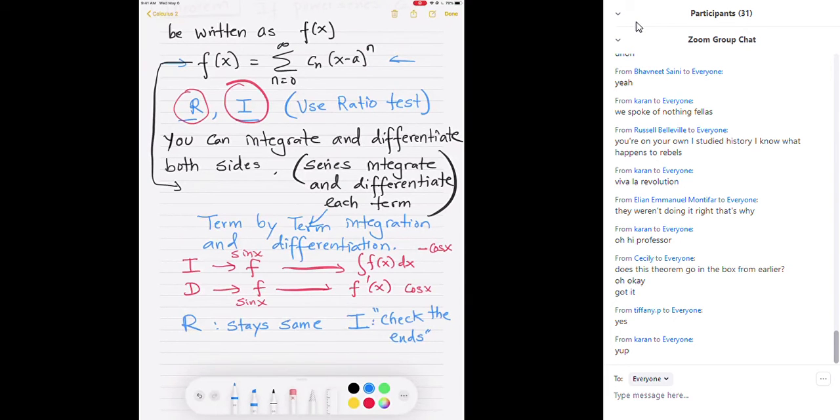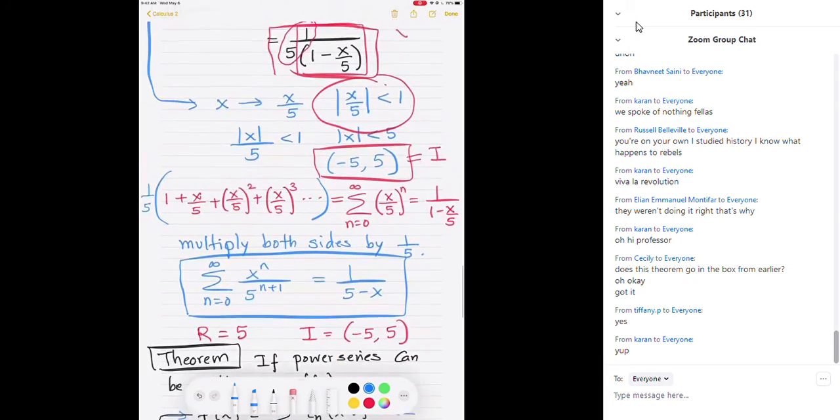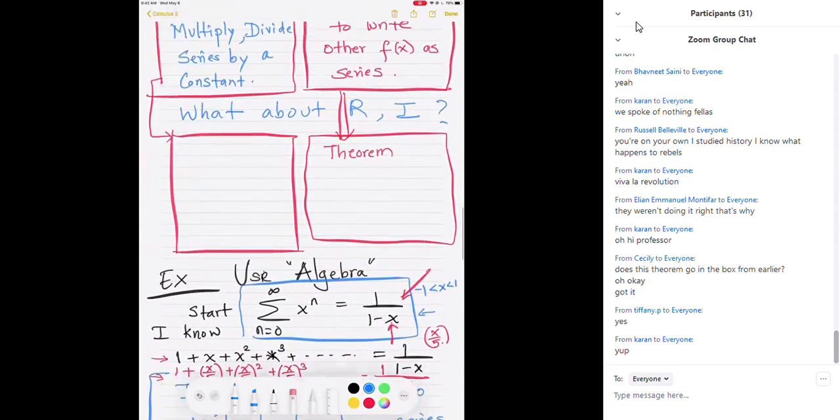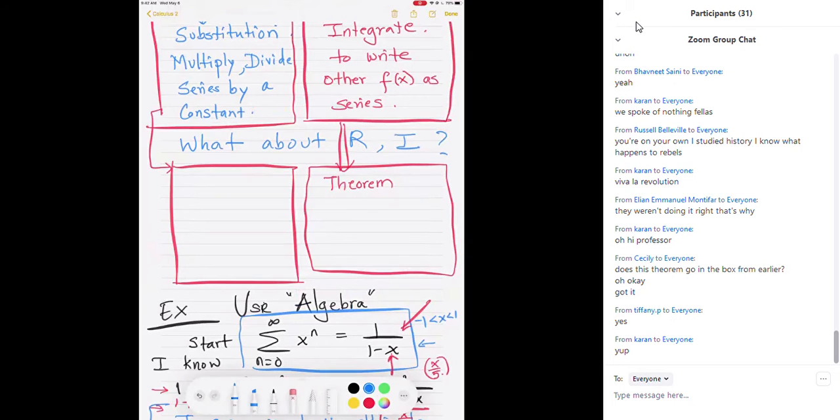I'm going to go way back up there, and the other way to do this is to integrate f of x as a series. So when you differentiate or integrate, the theorem says that R stays the same. For I, check the ends.